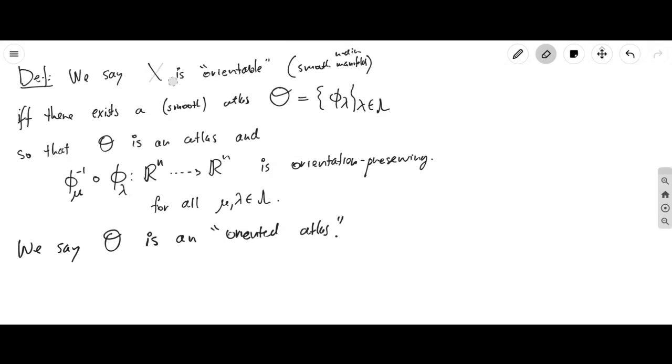So when you have an orientable manifold, it has an oriented atlas. It is quite conceivable that you have an orientable manifold, but the atlas that you're using is not oriented. That does not automatically mean that the manifold is not orientable. Orientable just means there exists an oriented atlas. Maybe you can replace that atlas by something else that will be an oriented atlas. Okay, so that is the definition of an oriented atlas.